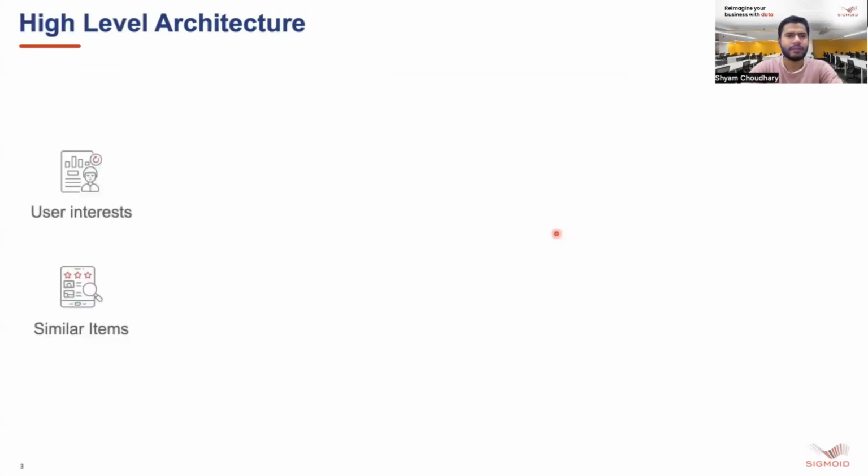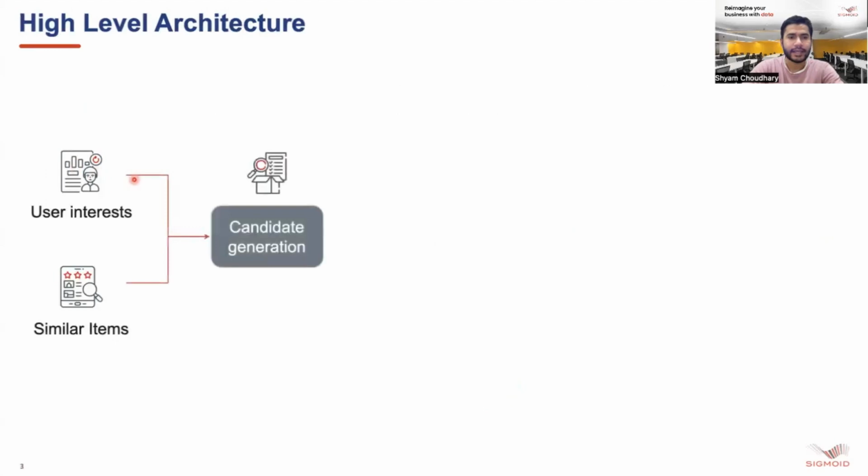Now let's look at a high-level architecture of a top-end recommendation system. This system begins by taking into account user interest and then generates candidate keys based on a data set of similar items. For example, user interest here can be headphones, and then the system will generate different candidate keys based on a similar item data set, which can be a data set of different headphones.